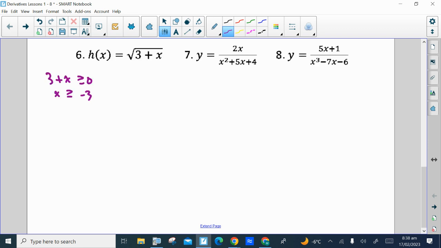So if we write the domain here in interval notation, we would say from -3 to positive infinity. The -3 is included, the positive infinity is not.